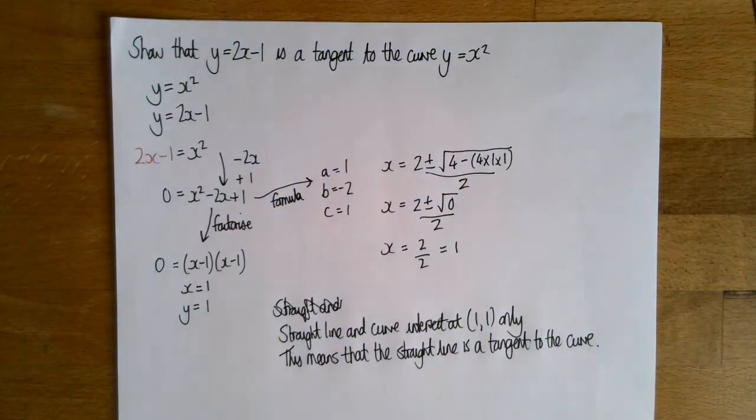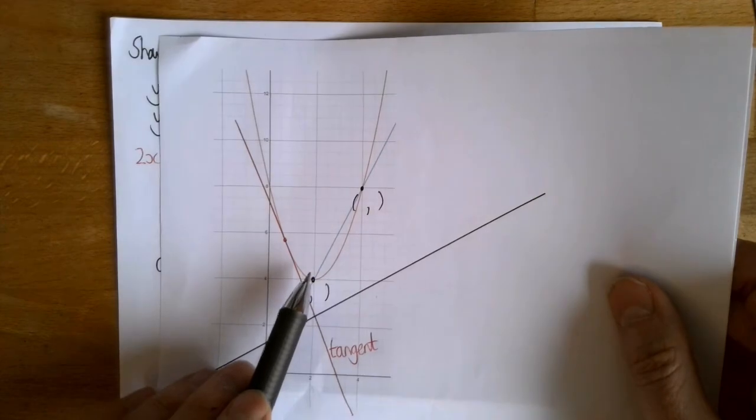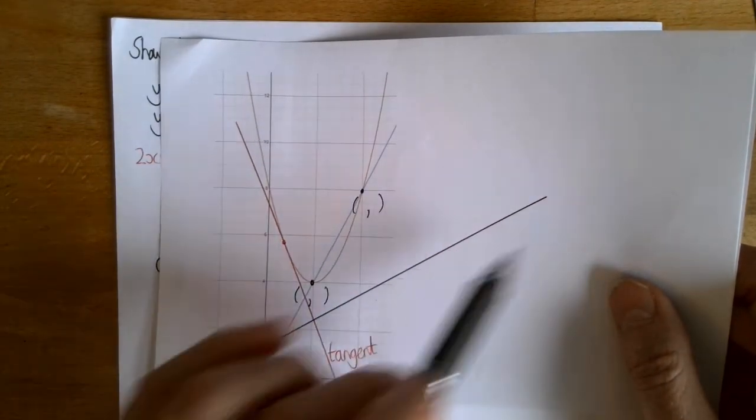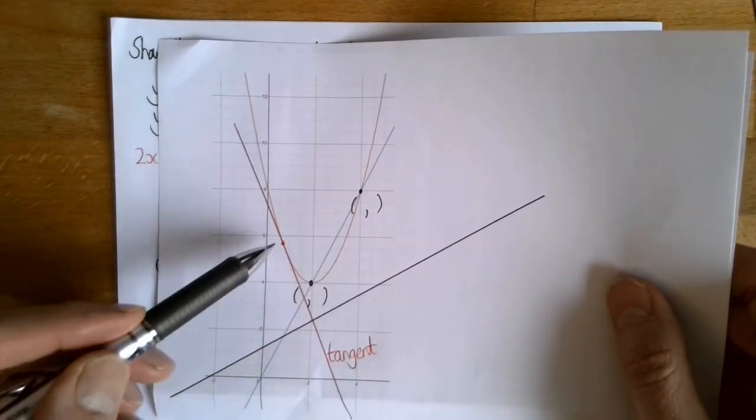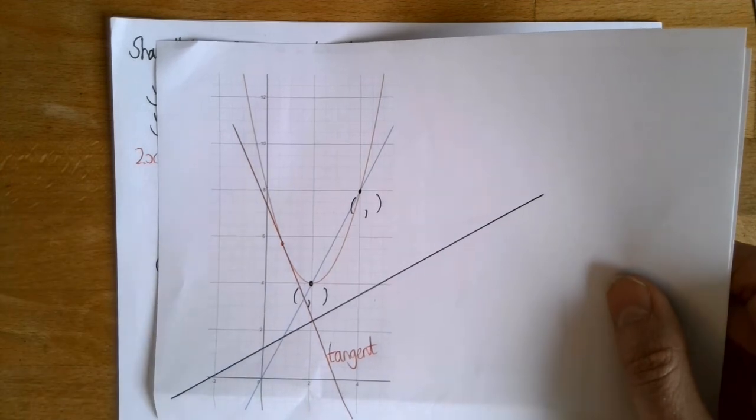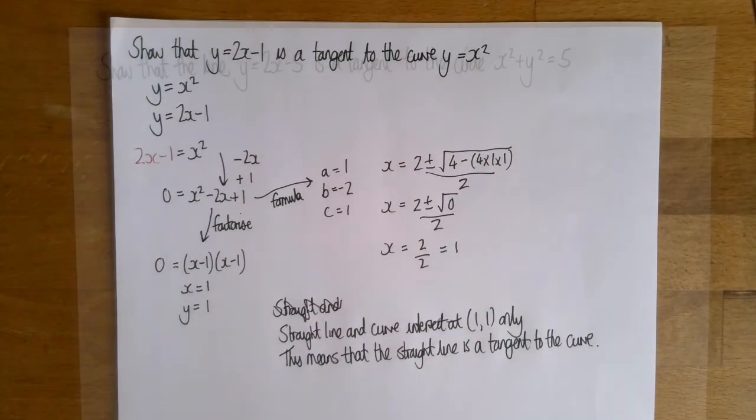Remember the three eventualities. Sometimes a straight line will cross a curve twice, sometimes it will miss it altogether, sometimes it will touch it just once, and in that case it's called a tangent. That's what we've got here.